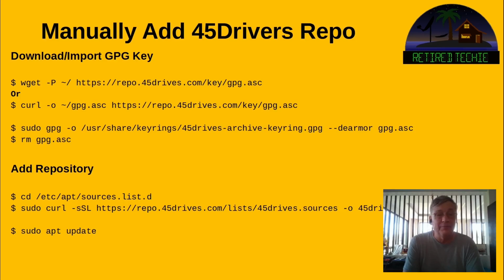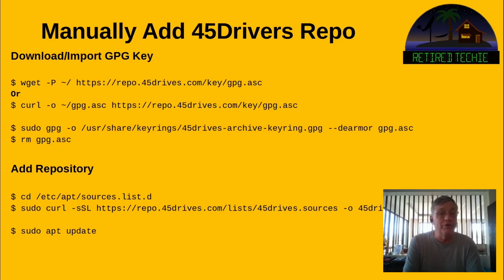The gpg.asc is an ASCII-armored encoded file. We need to actually create the key from this. So we're going to use sudo gpg -o and then the path /usr/share/keyrings/45drivers-archive-keyring.gpg. Then we're going to use a double dash --dearmor and then gpg.asc is our input file. Some people put the dearmor first.